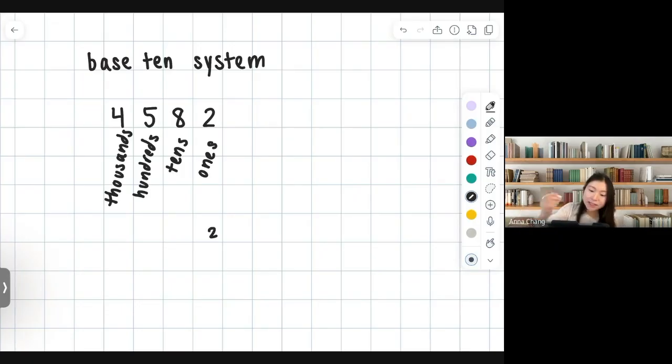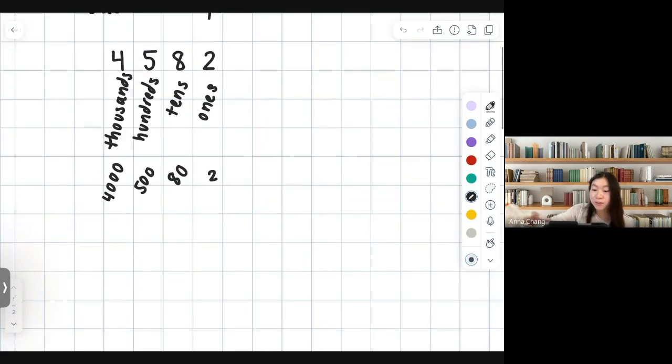The 8 in the tens place represents 80. The 5 in the hundreds place represents 500. And the 4 in the thousands place represents 4,000. Another way to represent this is with our expanded form. So we can write this as 4,000 plus 500 plus 80 plus 2.